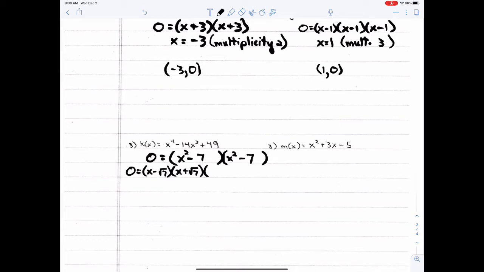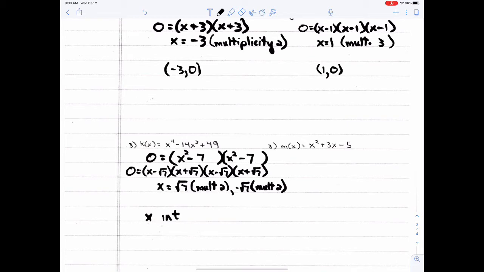And the other one will factor into x minus square root of 7 and x plus square root of 7. Okay, so what are the zeros? The zeros are square root of 7 with a multiplicity of 2 and negative square root of 7, which also has a multiplicity of 2. Okay? Therefore, what are the x-intercepts?